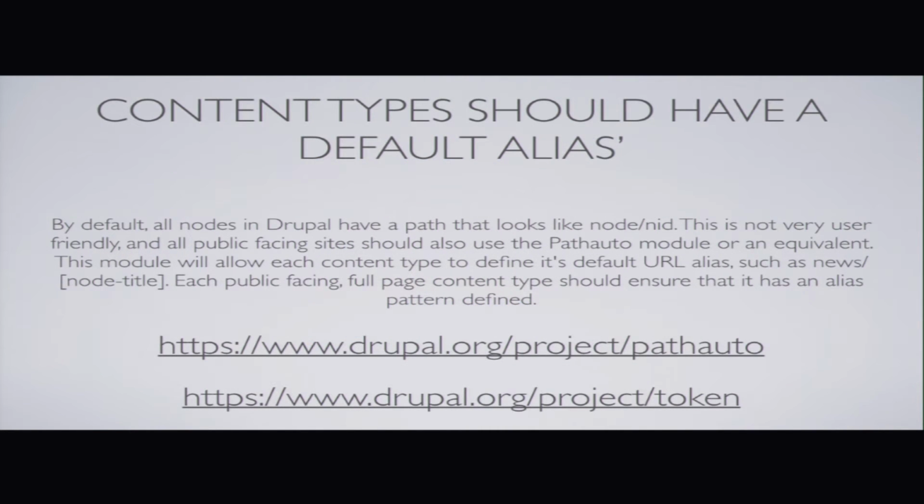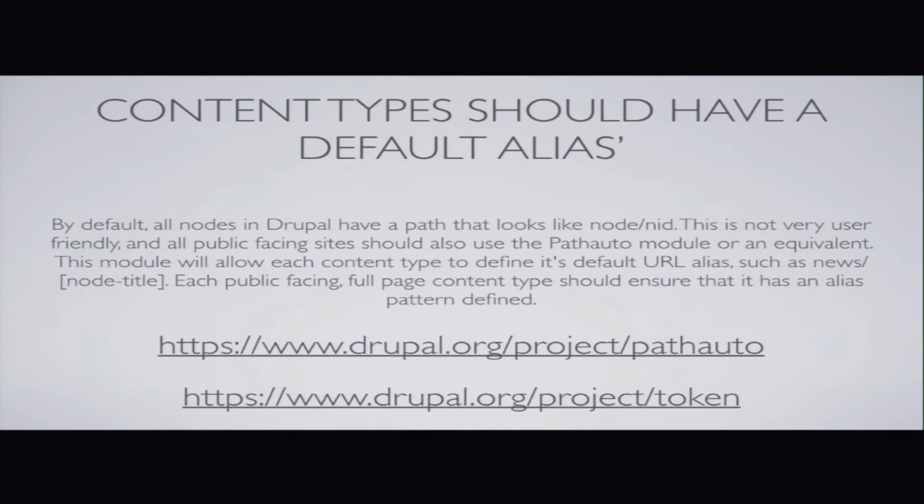Content types should all have default aliases. /node/7727 is not good for clients. This is one that we probably don't really need the definition of done on. Normally we do get acceptance criteria for this, but it does happen. So we need to make sure that everything has a default alias. And there's a great module for that called Path Auto.